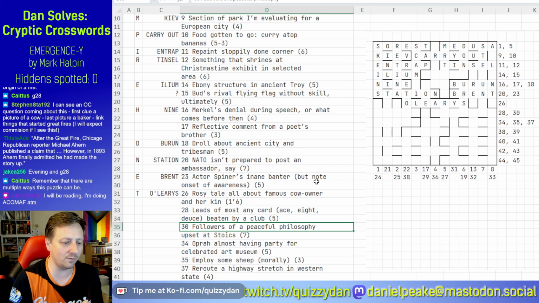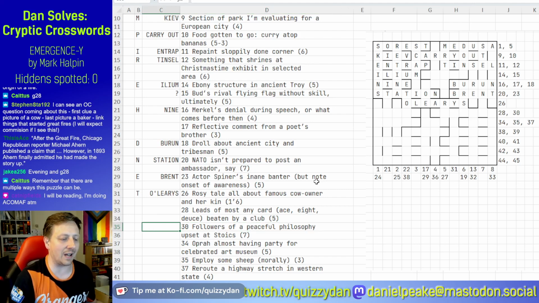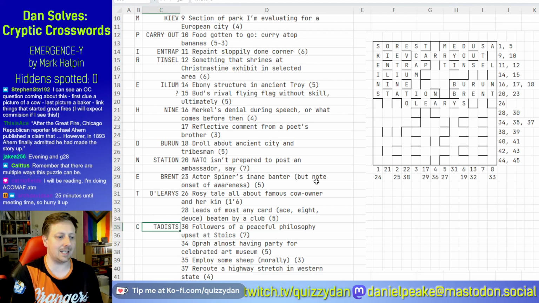Followers of a peaceful philosophy upset at Stoics. Okay, happy with that. That's an anagram of at Stoics, and it's going to be Taoists, which is an anagram of all that without the C.